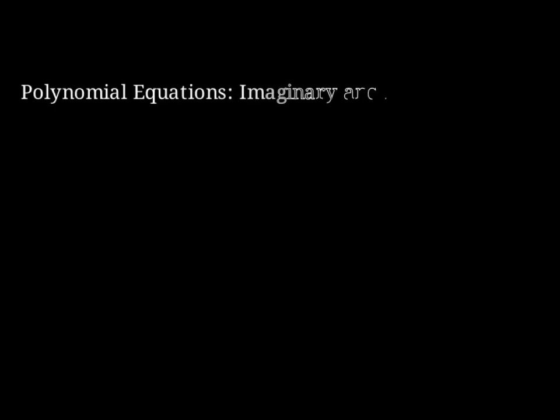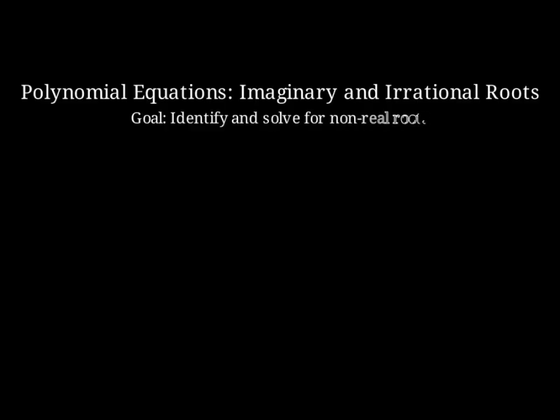In this lesson, we explore polynomial equations that have imaginary and irrational roots. We'll use clear examples, solve them step by step, and visualize why these roots make sense. Let's start with irrational roots. Consider the equation x squared minus 2 equals 0. This is a polynomial with no integer roots, but it still has real roots.